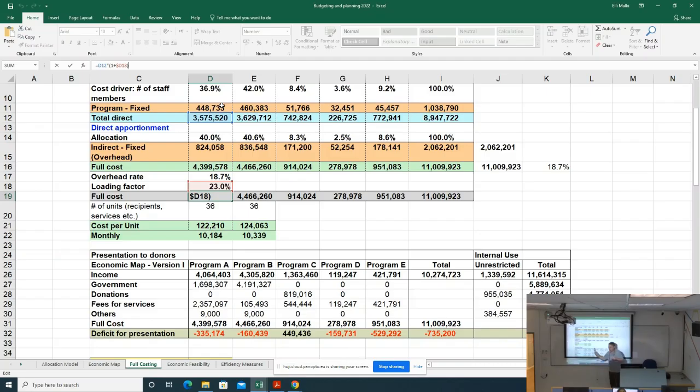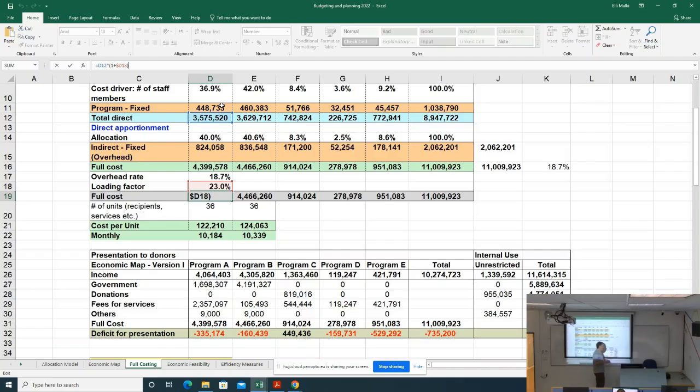So now we work on the gray, and then we'll move back to the green. In order to calculate my full cost, I need to take my direct budget and add to it 23%. Most of the people here who were with us in the previous semester remember that when I want to add 23%, I have to multiply by 1 plus 0.23, okay?